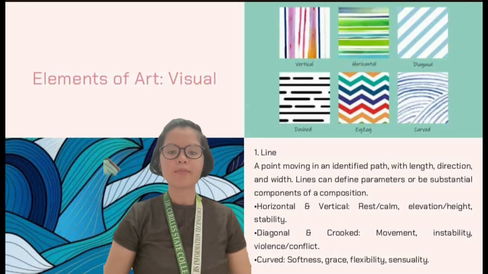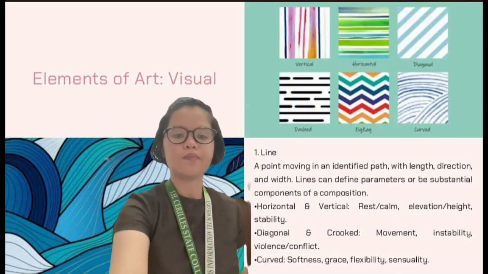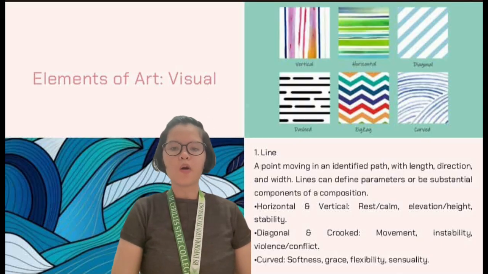There are different types of lines: horizontal and vertical lines, which convey rest, calmness, and stability; diagonal and crooked lines, which suggest movement, instability, or conflict; and curved lines, which evoke softness, grace, flexibility, and sensuality. For example, imagine a landscape painting where a horizontal line represents the horizon, conveying calmness, and curved lines depict flowing rivers or soft hills, adding a sense of grace to the scene.